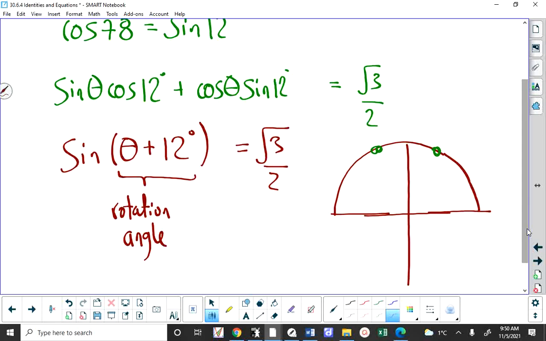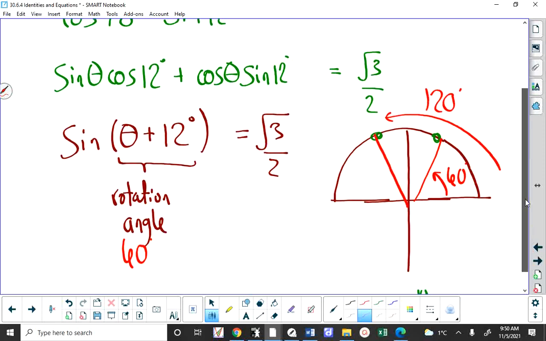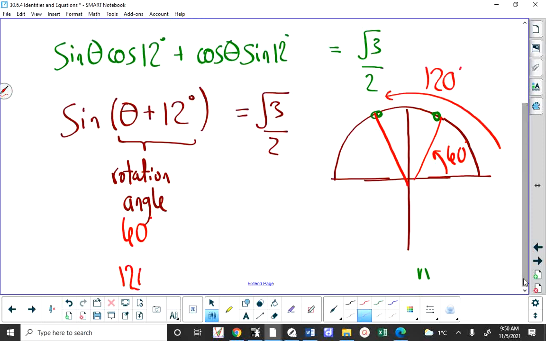So we're allowed to work in degrees because it has this plus 12 degrees. This rotation angle would be 60 degrees. But that means that 60 degrees is theta plus 12, so we have to subtract 12 to get theta. 48. The other rotation angle is 120 degrees, but that 120 degrees is the rotation angle. And if this is equal to theta plus 12 degrees, and this is equal to theta plus 12 degrees, then you have to solve each of those for theta.